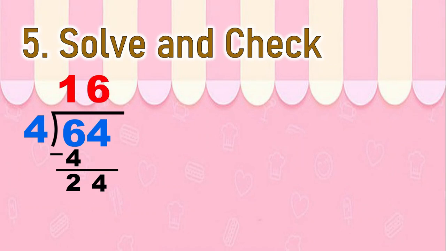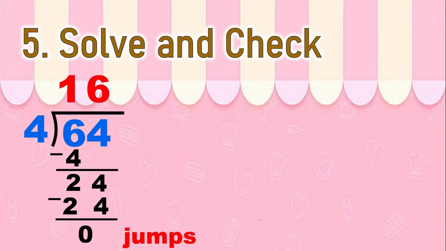And then the same process: after dividing, multiply. So 6 times 4 is equal to 24. And then after multiplying, subtract. 24 minus 24 is equal to 0. So our answer here is 16 jumps.